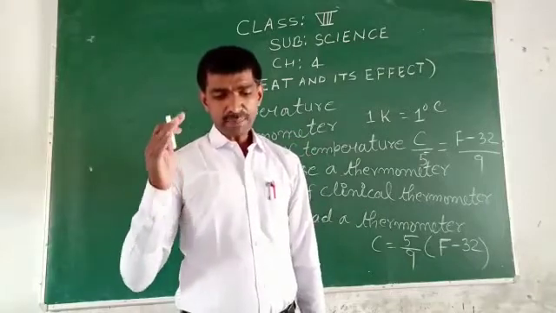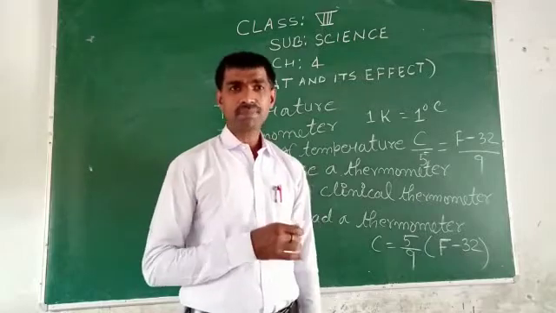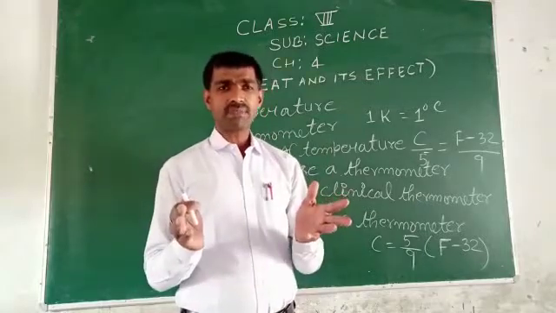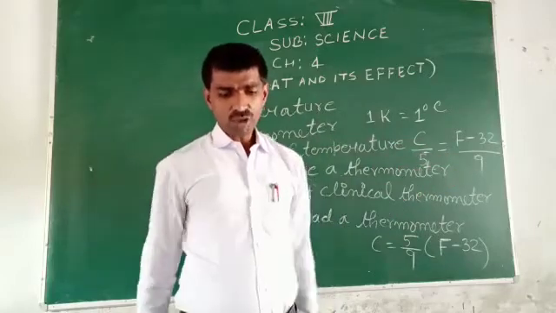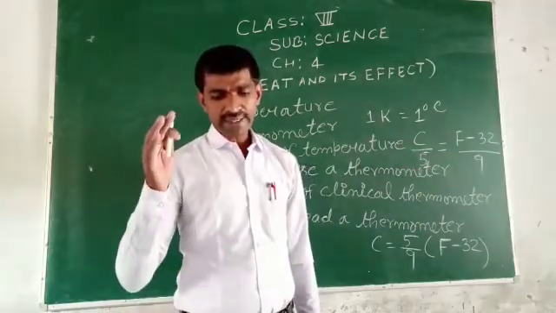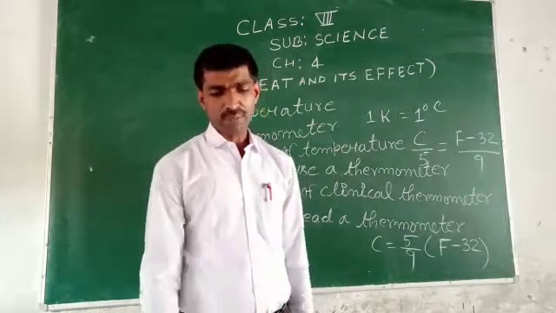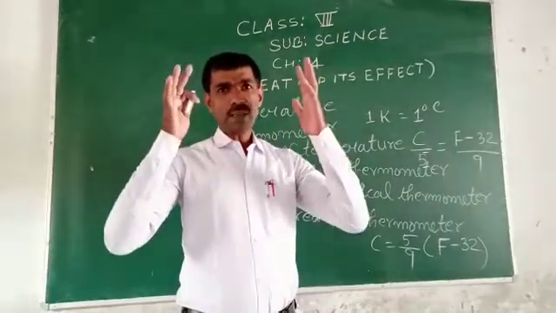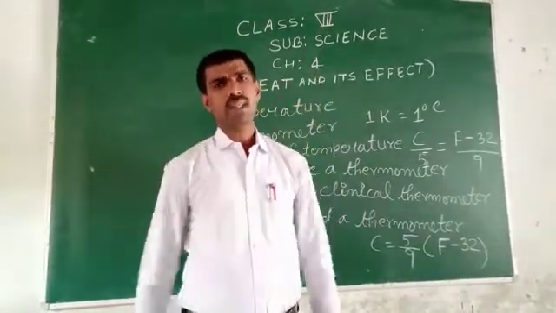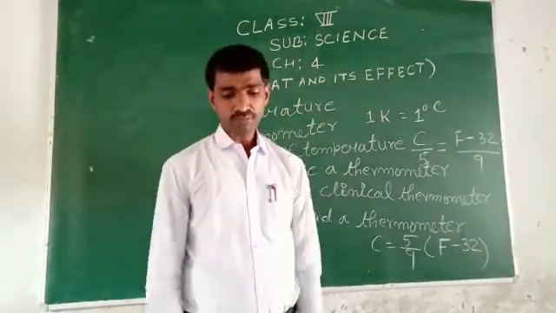Then this breaks the contact of the mercury in the stem with the mercury in the bulb. Then what happens? The mercury in the stem stays where it is and does not drop back into the bulb, so the temperature can be read. When the mercury level is fixed, the reading is measured and noted down.